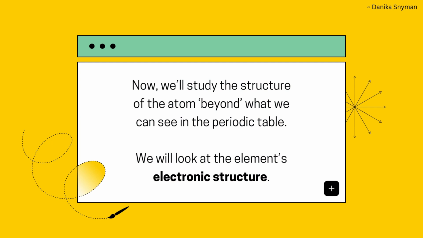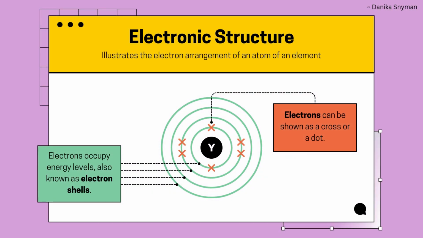Okay, so let's zoom in. Each element is made of tiny particles called atoms. We'll look at how electrons are arranged inside each element. So here you can see the electronic structure. So electrons move around the atom in areas called shells. We can draw electrons as dots or crosses. Here in this case, it's crosses. These shells are also called energy levels.